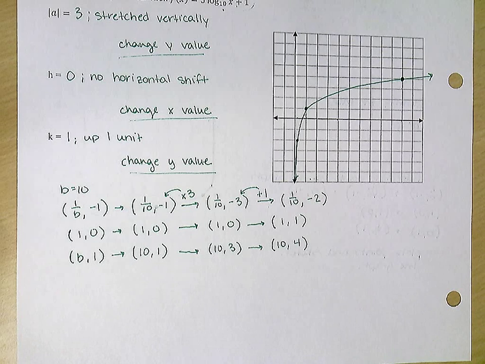h would be adding 2. Yes. So you'd add that to your x value. Okay, other questions on how I graphed this function?